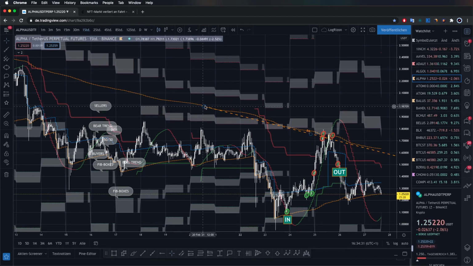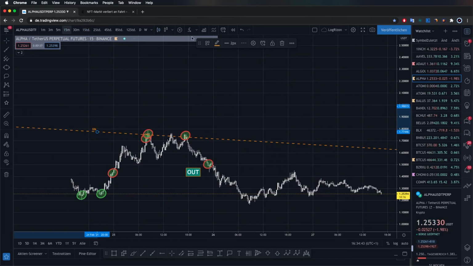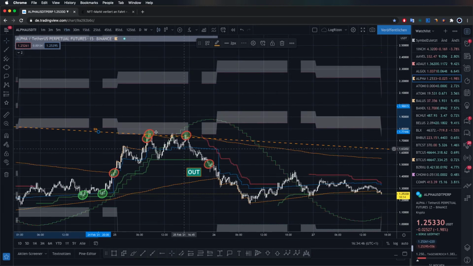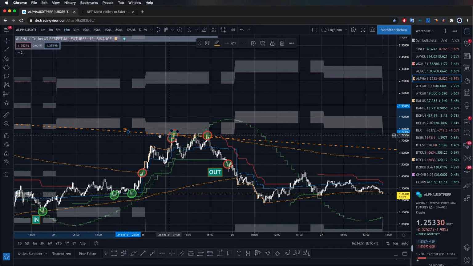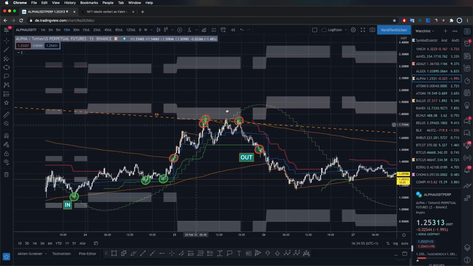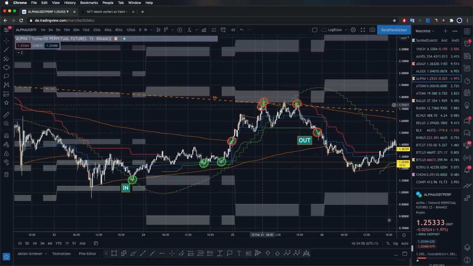So I take it here. I don't remember how I did it at this moment, but somehow I took this point, maybe this point, I don't know. I just drew it, and then I go back to my 15 minutes. And now I have it in here, so I see, okay, at this point is the seller line in the 1 hour time frame. Knowing that, I took my profits over here.